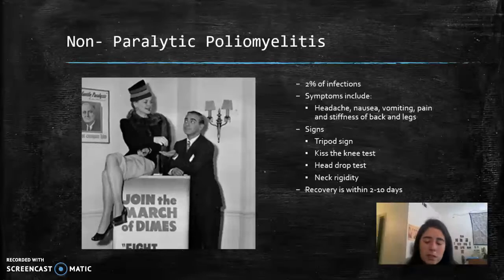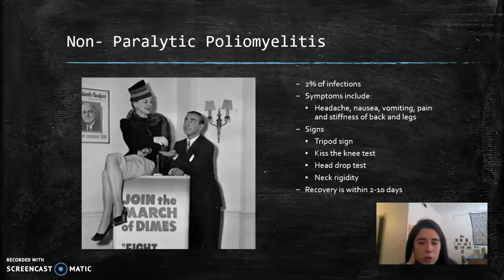Now, non-paralytic poliomyelitis is about 2% of infections, and symptoms can include your basic immune response, but you can also have signs of stiffness, which can be tested with tests like the kiss the knee test, where you are asked to kiss your knee, but because of the stiffness in your back, your knee comes forward reflexively. As well as a head drop test and neck rigidity. And recovery is within 2 to 10 days.